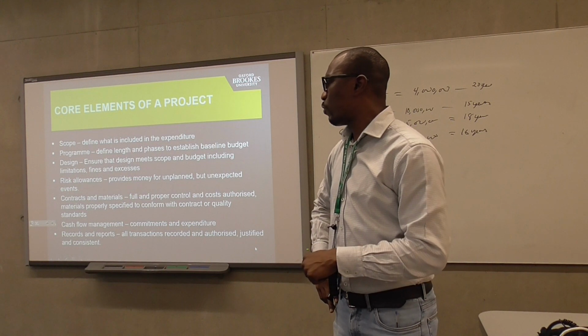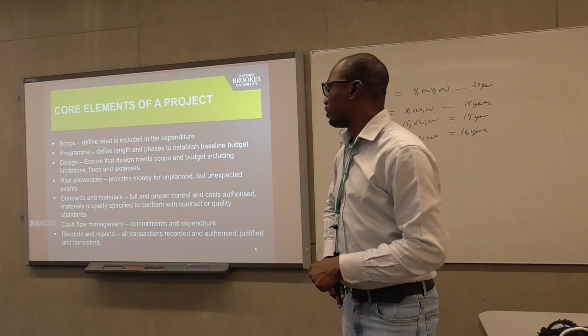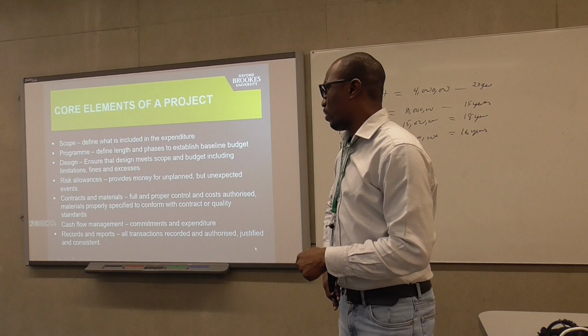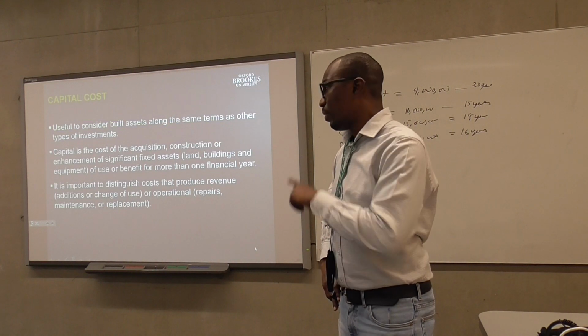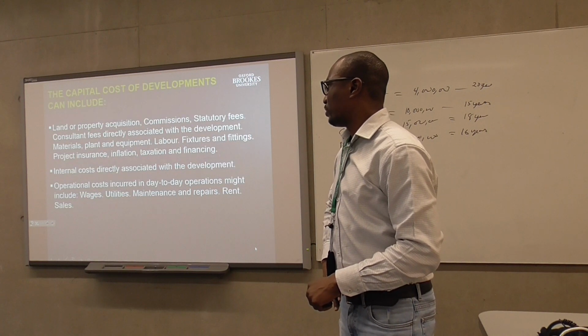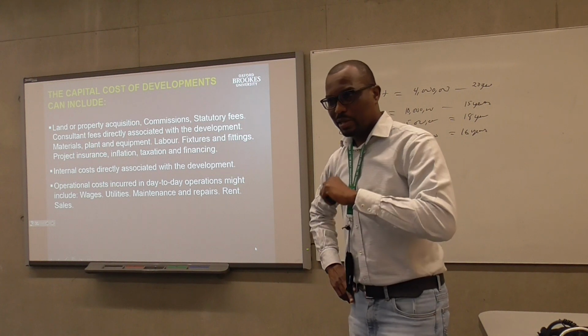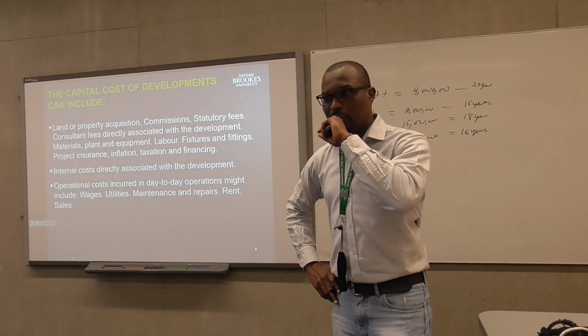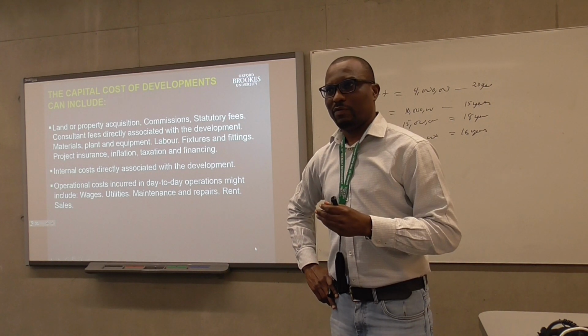our scope, which comes in from the work breakdown structure. We need to have our program, which comes in from the precedence diagram or the Gantt chart. We need to have done our design, have our contract and cash flow in there, right? We also need to know where we're borrowing from, which is the cost of capital. And then the other key thing we need to do is to estimate the value of the property itself.